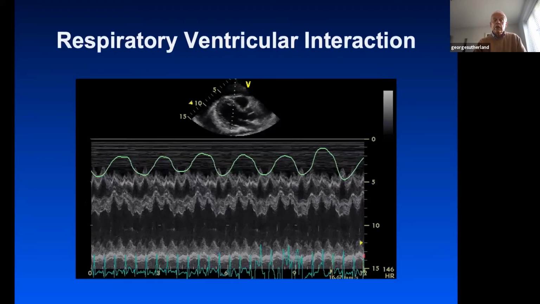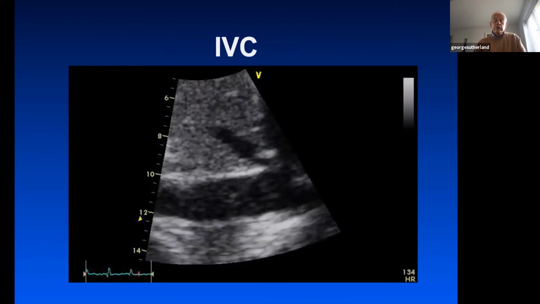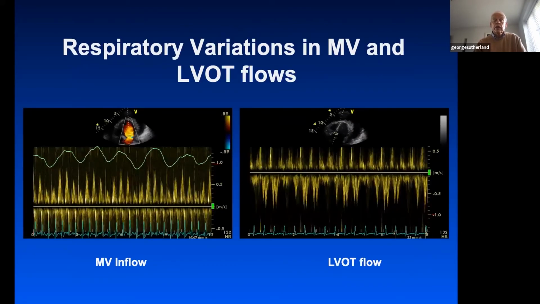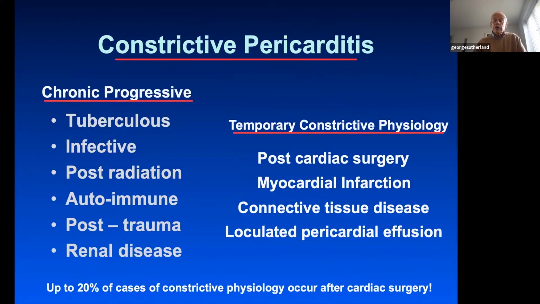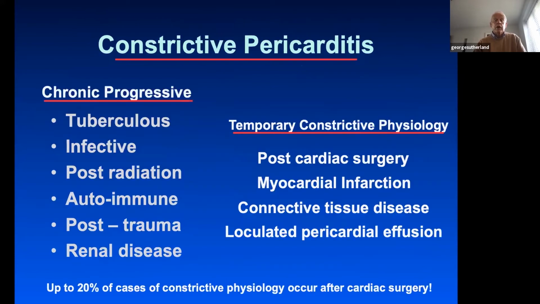We can use our imaging tools to look with the respiratory trace and an M mode at the ventricular interaction. We can look at the pressure in the IVC to show the obstruction. And we can see abnormal variation in mitral flow. And indeed, this was tuberculous and required the fluid removed.